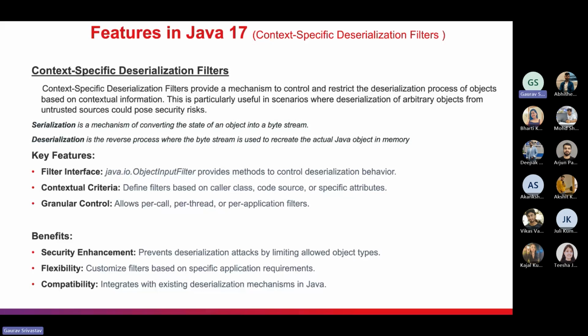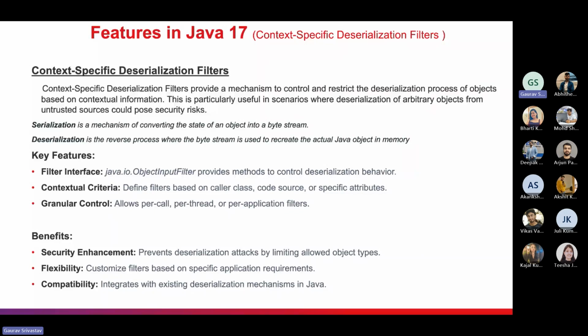Okay, so we have the context-specific deserialization filter. In Java, the context-specific deserialization filter provides a way to improve security and control where deserialization of objects comes into the picture. So the question arises, what does deserialization mean? Deserialization is the process of converting a byte stream back into a Java object. However, sometimes there can be risk, right? Suppose there is some object over there, and if you are deserializing this object, it comes to security, it gives a vulnerability.